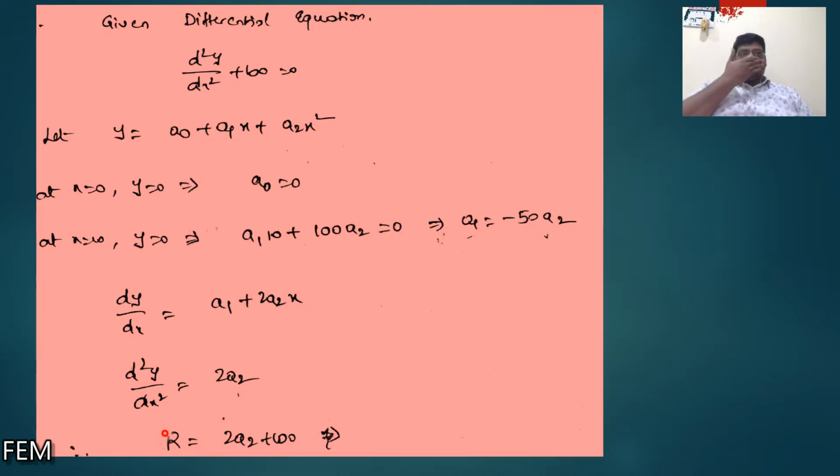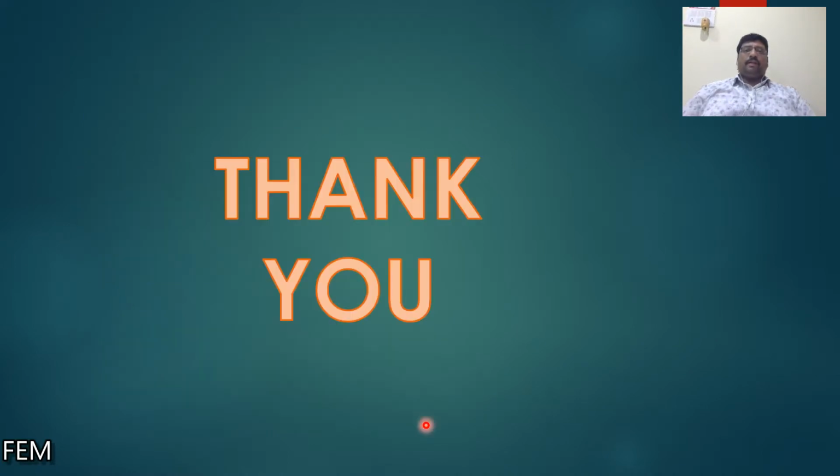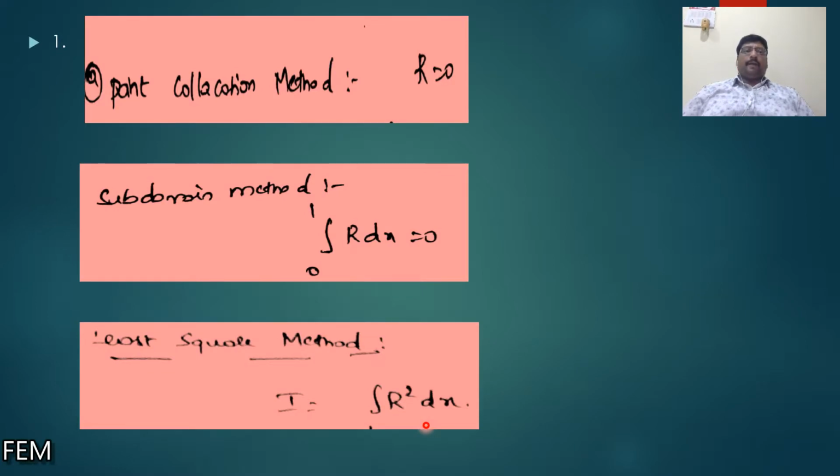Now if I want to solve this problem using weighted residual methods, the first method is the point collocation method. In point collocation, I make the residual function equal to 0, so 2a2 plus 100 equal to 0, and I get a2 as minus 50. Similarly, in the subdomain method, the integral of r dx equal to 0, I finally get a2 as minus 50. And similarly, if I apply the integral least square method also, I finally get a2 equal to minus 50.